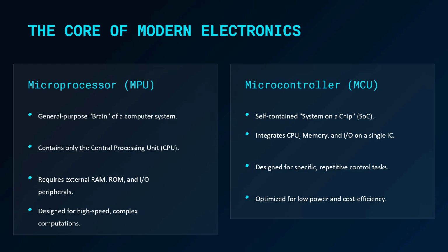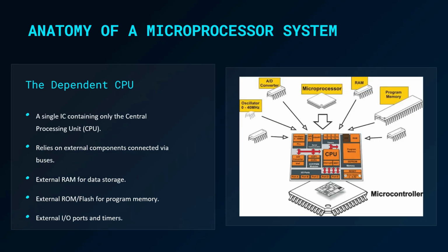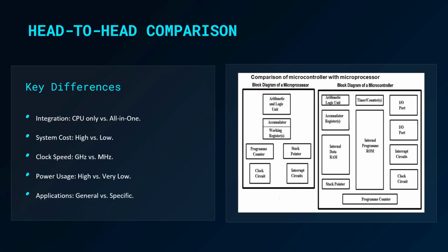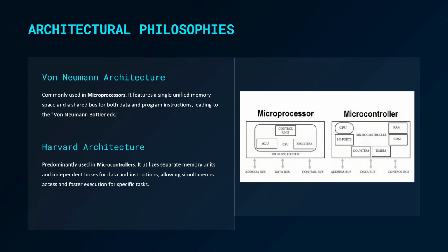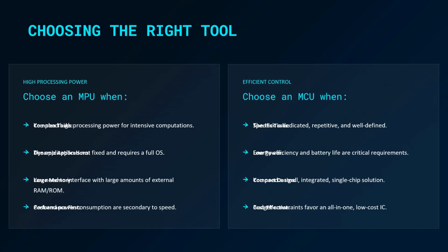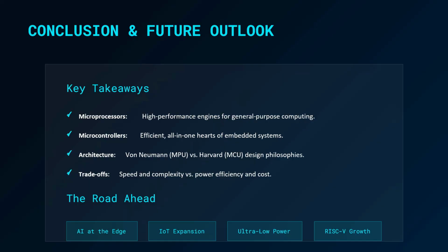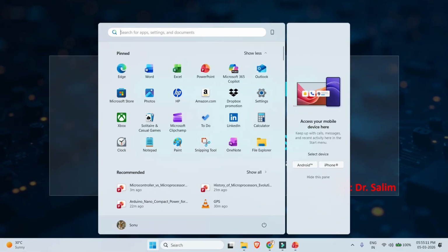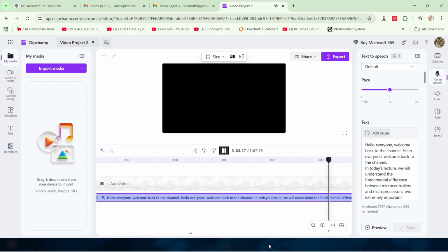Next, let us compare the architecture of microprocessor-based systems. A microprocessor-based system relies heavily on external hardware components. The CPU communicates with memory and peripherals through system buses such as the address bus, data bus, and control bus. External RAM stores temporary data and external ROM or flash stores program instructions. Additional peripheral devices such as timers, serial communication controllers, and input-output expanders are also connected externally.